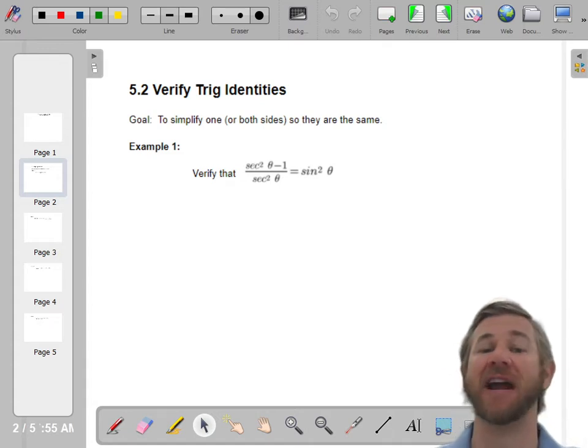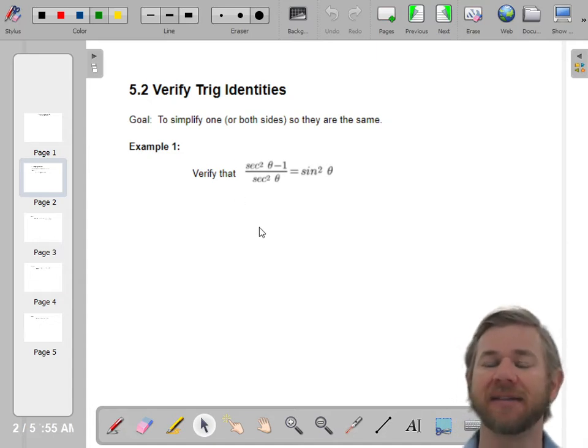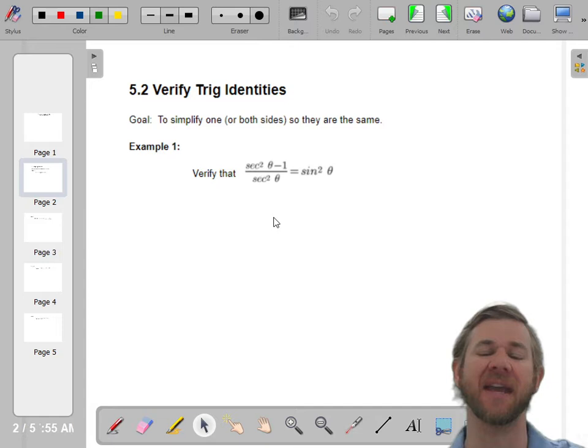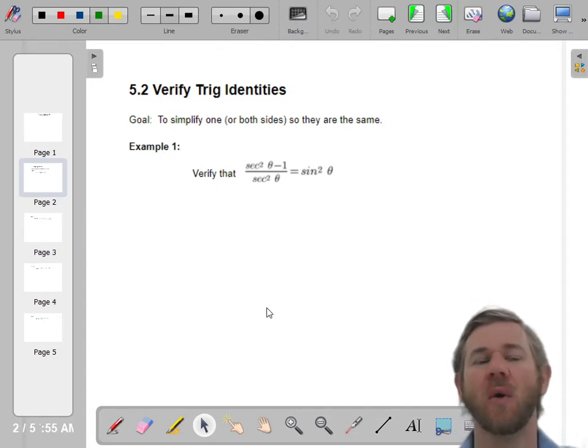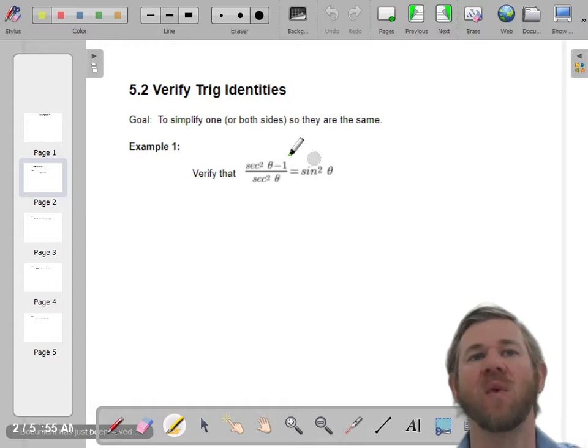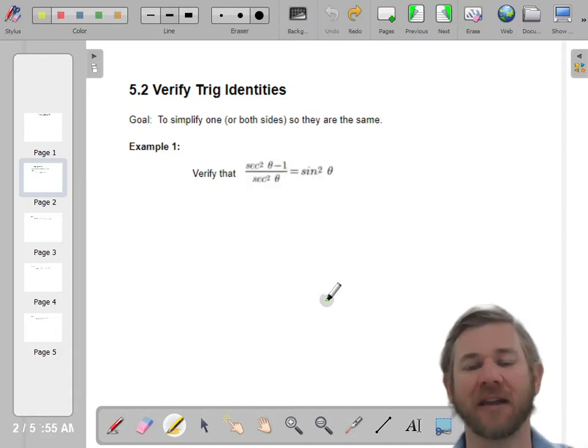Everyone. Let's verify trig identities now. So this is pretty much the same thing that we did with simplify. The only difference now is I'm kind of giving you the answer. I'm giving you the question and the answer at the same time. So what we're trying to do is pick one side of this equation and simplify that side until I get to the other side.